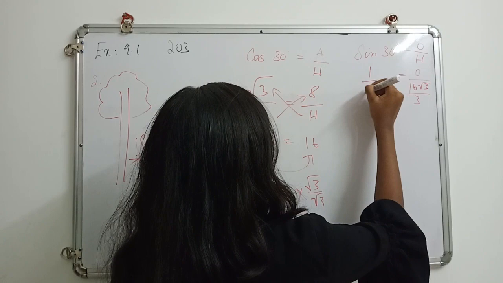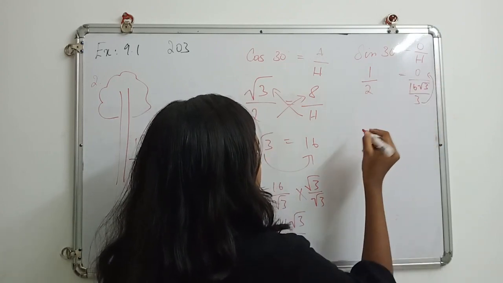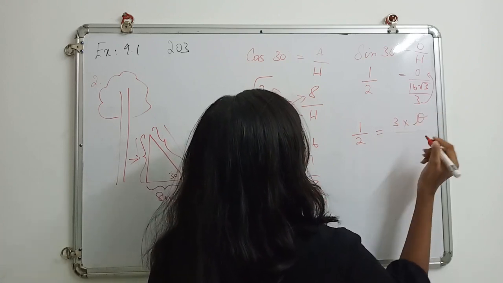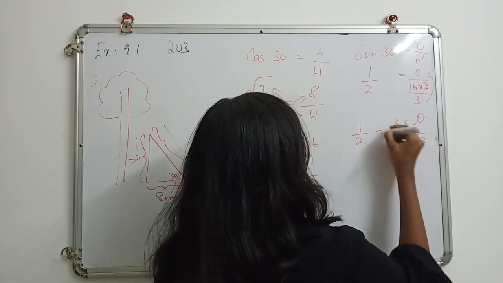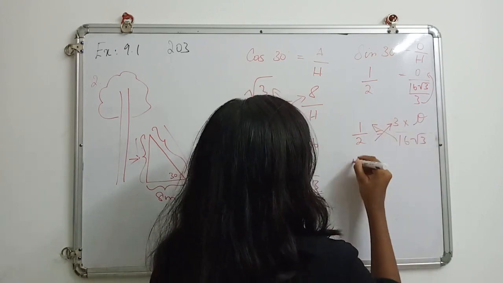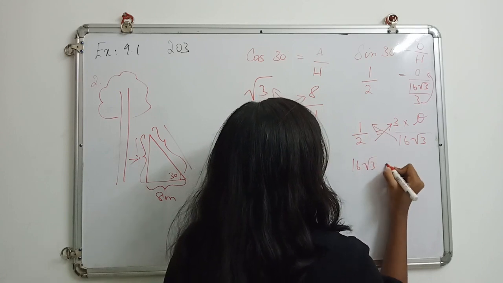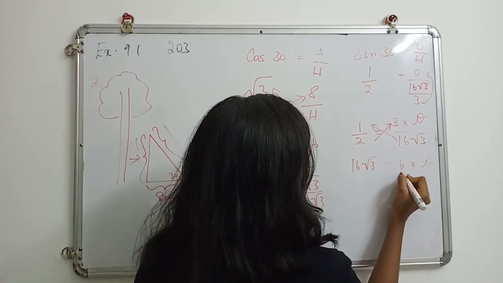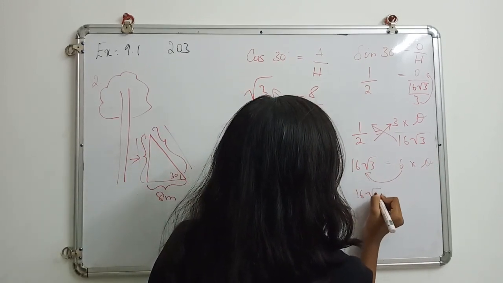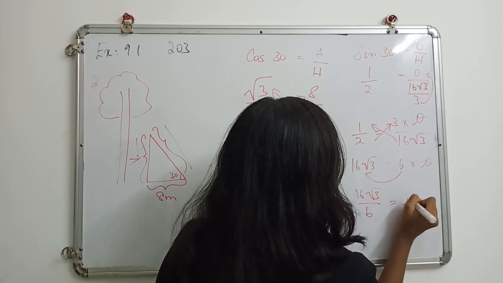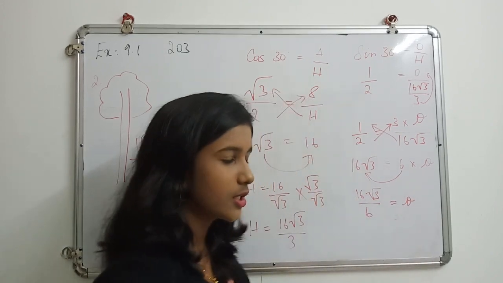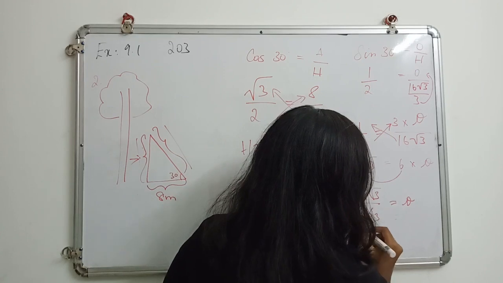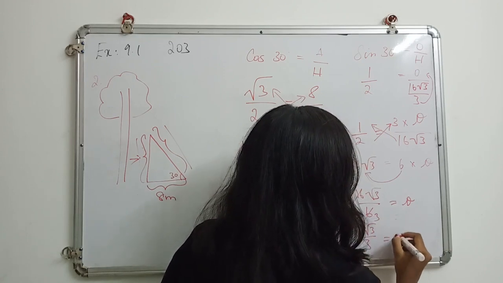So we can substitute. Now this 3 can be brought out here. So 1 by 2 is equal to opposite by 3 into 16 root 3. Now if we cross multiply, we get 16 root 3 is equal to 3 into 2 is 6 into opposite. Now we can bring this here. So 16 root 3 divided by 6 is equal to opposite. Now we can cancel it using the second table. So we get 3 and 8. So 8 root 3 by 3 is the opposite.